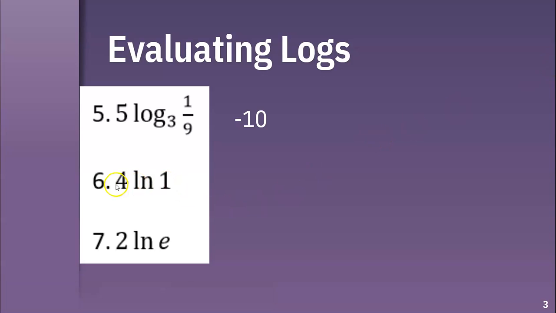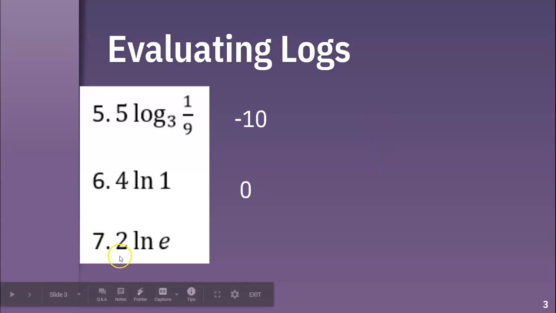For our next problem, we're looking at 4 natural log 1. So again, I'm going to ignore the 4 for a minute and think about this log. Because it's a natural log, I know that there's an understood base e. So my question is, e to what power is 1? And as you remember, anything to the 0 power is 1. So I know that natural log 1 is 0. If I bring down the 4, 4 times 0 is 0. So my overall answer here is 0.